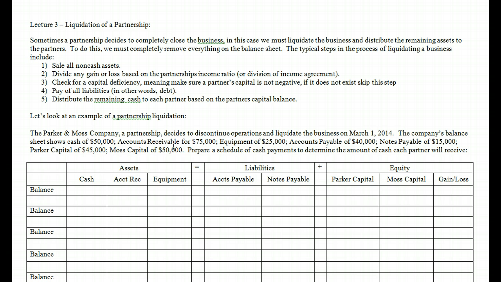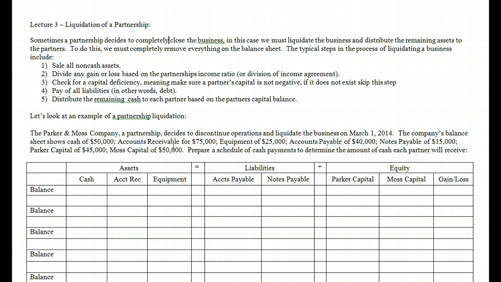Then the next thing we do is check for a capital deficiency, meaning we make sure the partner's capital is not negative. If all the capitals are positive, you just move on. Well, if the partner's capital is actually negative, which means it's below zero, then that partner has to do one of two things. Either they have to pay cash into the partnership to bring their capital up to zero, or on the flip side, the other partners in the firm may agree to take on that partner's negative capital or deficiency. In that case, it would be split between the remaining partners. So one of two things can happen there.